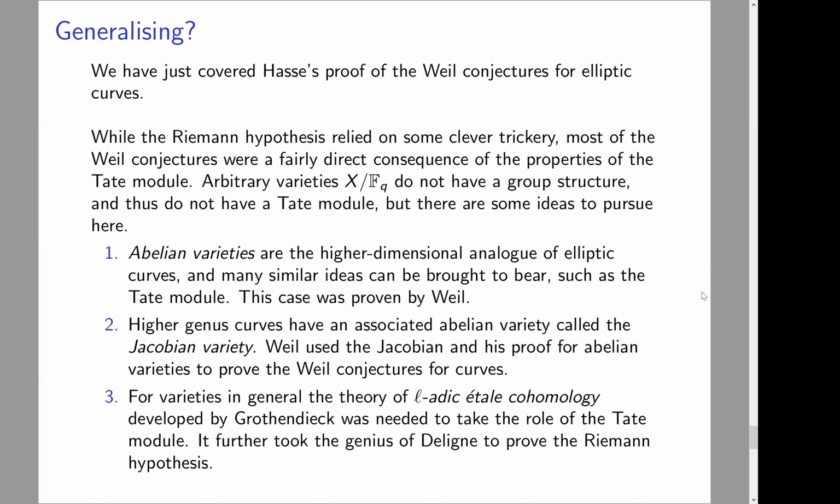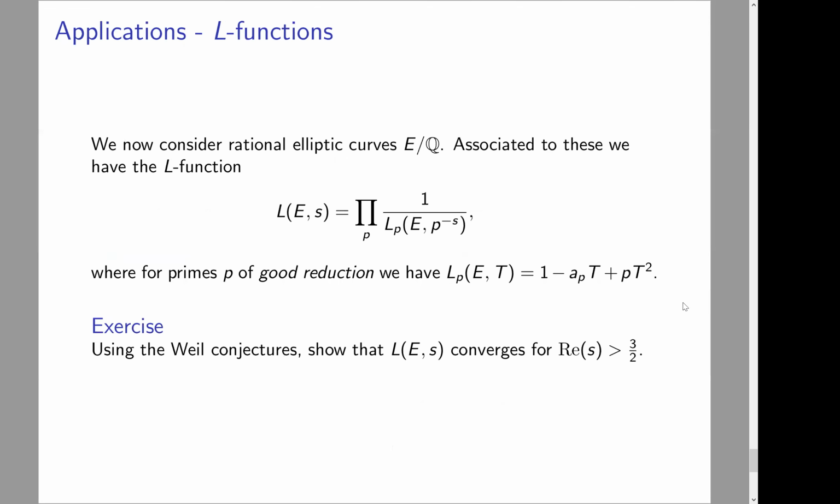But yeah, so most of the Weil conjectures fell out nicely, but the Riemann hypothesis, the statement about the size of the roots of these polynomial factors, that was a piece of genius of Deligne. It took a lot more to get to that point. All right, we have a minute or two for some applications. So let me quickly run through these.